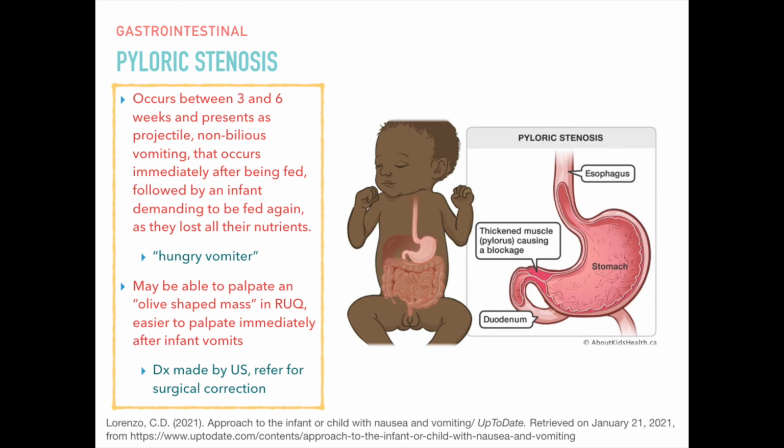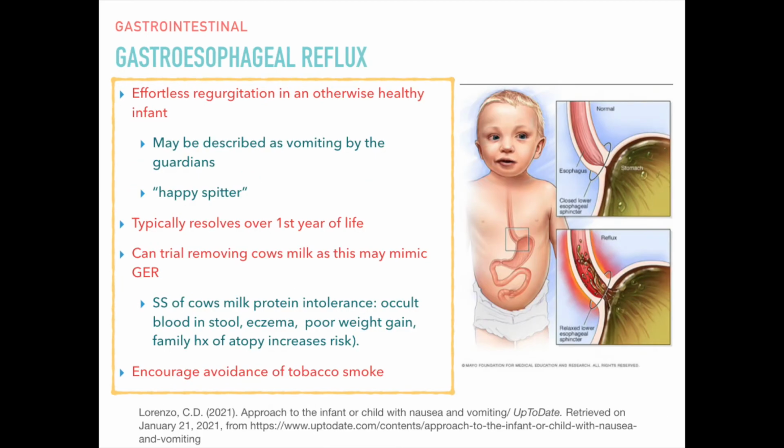Also known as a hungry vomiter. In these patients, you might be able to palpate an olive-shaped mass in that right upper quadrant, and it's going to be easier to palpate immediately after the infant vomits. Although diagnosis is going to be confirmed with an ultrasound, and we're going to refer these patients for a surgical correction.